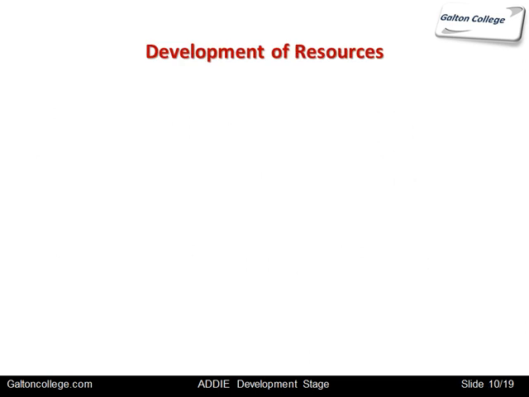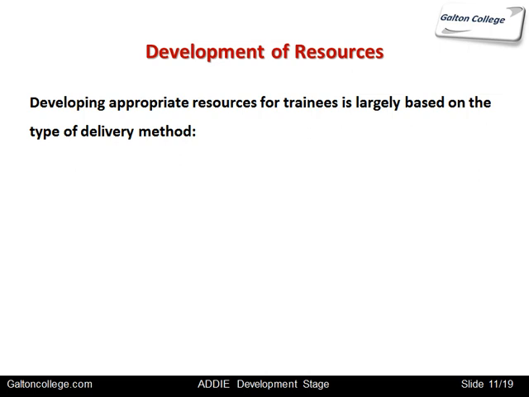Now, the development of resources. Developing appropriate resources for trainees is largely based on the type of delivery method. For example, it may be that the trainees require textbooks, or PDFs, or training manuals, or it depends. They may require excerpts from training manuals and a chapter from a textbook.